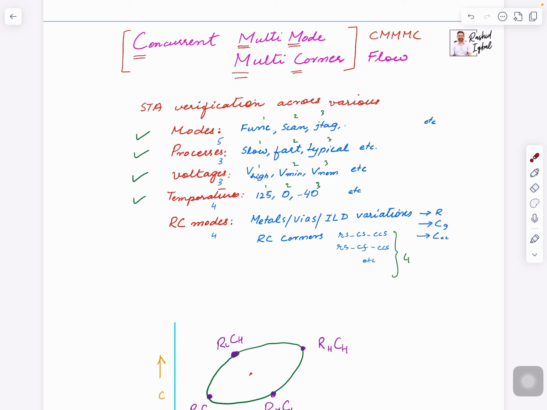Voltages, I pick high voltage, minimum voltage, and non-minimum voltage. Some projects you would select just two, or some just one. For temperature, I selected three. These are the ones we already discussed.